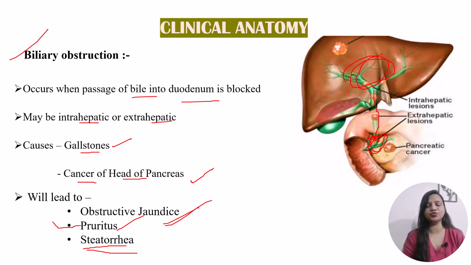So biliary obstruction is when the passage of bile is blocked. It may be intrahepatic or extrahepatic. The causes include gallstone or cancer of the head of pancreas, and it will lead to obstructive jaundice, pruritus, and steatorrhea when the backflow of bile occurs and the bile enters the bloodstream. It will result in these conditions.